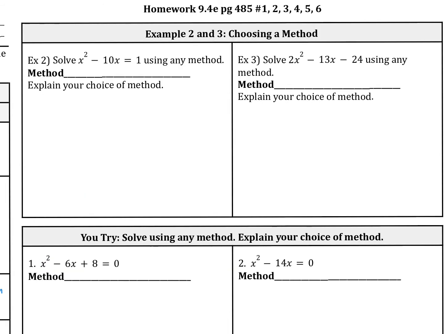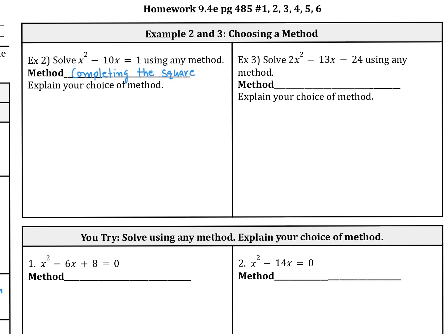Examples 2 and 3, choosing a method. Example 2 is solve x squared minus 10x equals 1. Using any method of your choice, you're going to solve x squared minus 10x equals 1. The method that I'm going to recommend is completing the square. Why completing the square? Because in this one, the x squared and x terms are already separated, and the constant is already on one side.